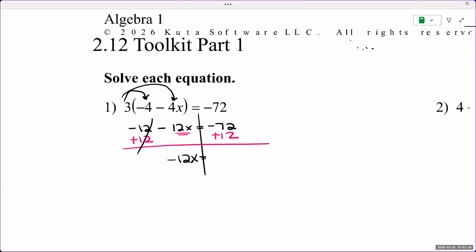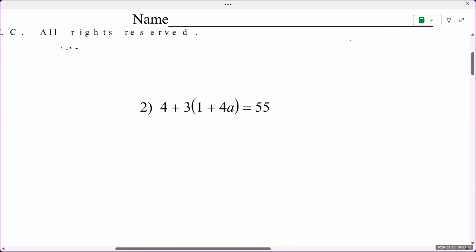That is okay to use a calculator on. So we have negative 60 divide by negative 12. x is equal to positive 5. Number 2. Now, what am I going to do before I distribute that 3?